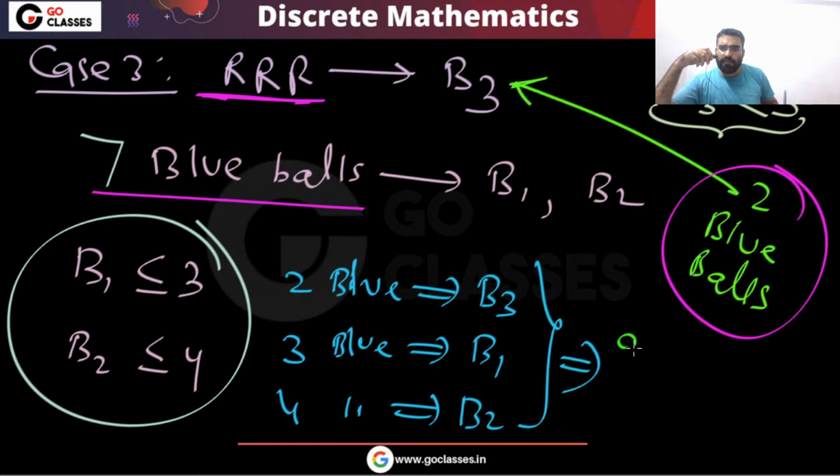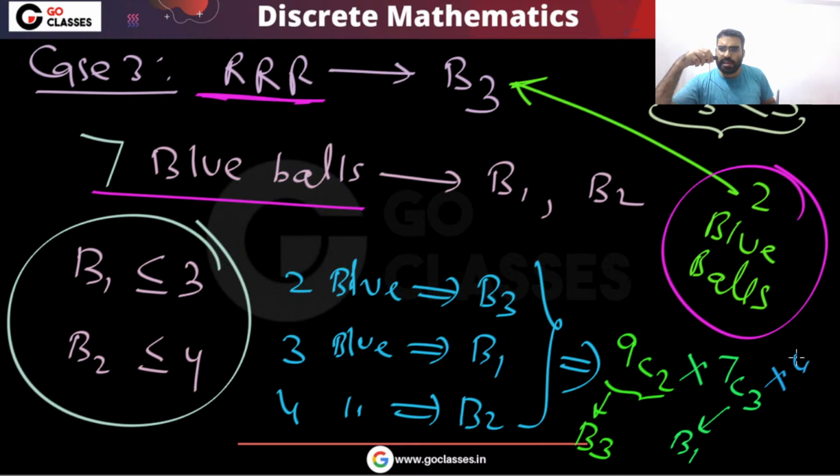So you can notice, there are 9 blue balls. From the 9 blue balls, you can select 2 and give to B3. From the remaining, you can select 3 and give to B1. And the remaining will automatically go to B2. Okay, this is your answer for case 3.